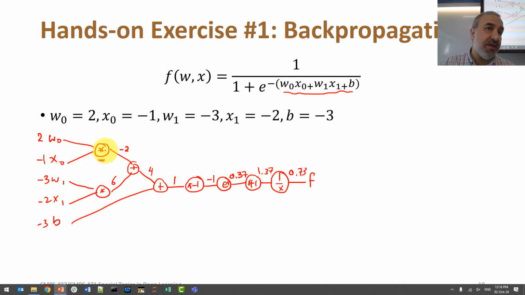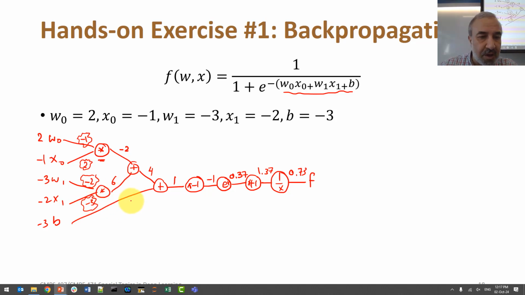This is multiplication, right? So with multiplication, on the other one. With respect to W0, what is the value? What is the derivative? Which is -1. Yes, very good. -1. The local derivative with respect to x0, 2. Very good. Are you following with me? That's the multiplication, right? Same here. Derivative on this one, -2. And here, -3.